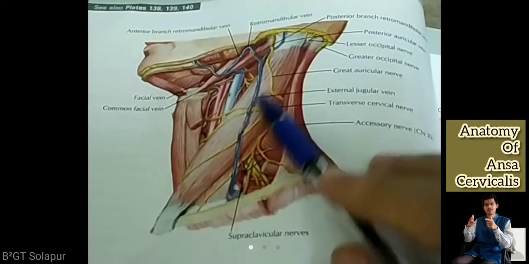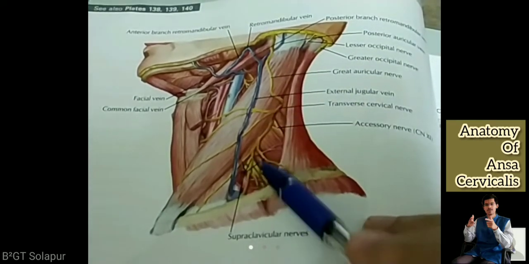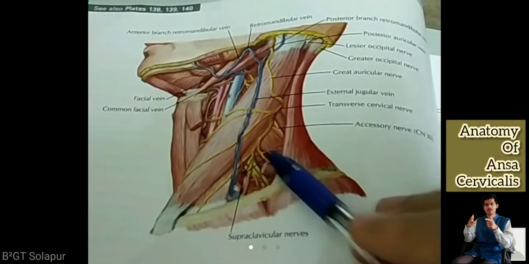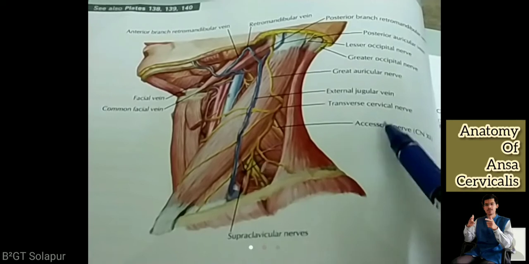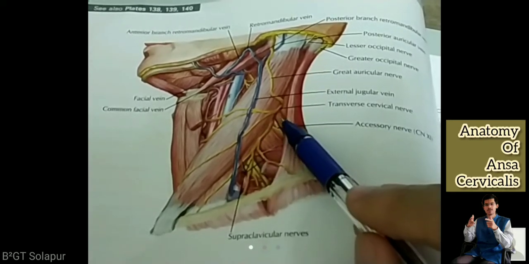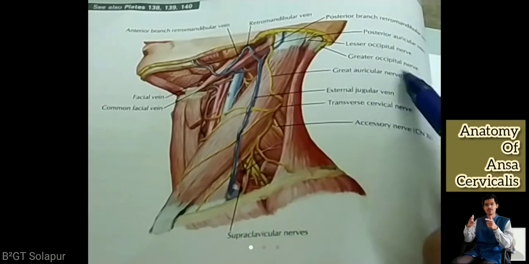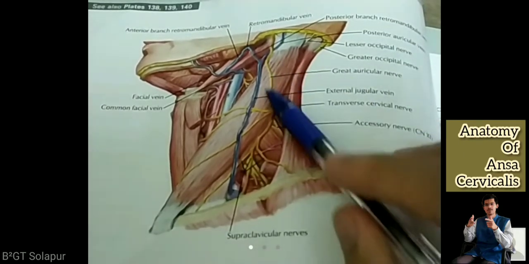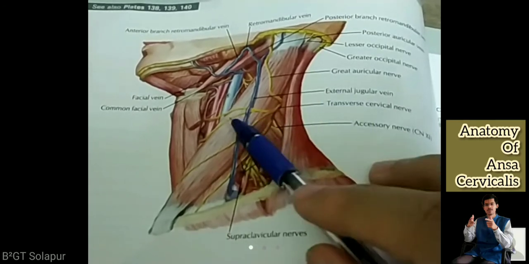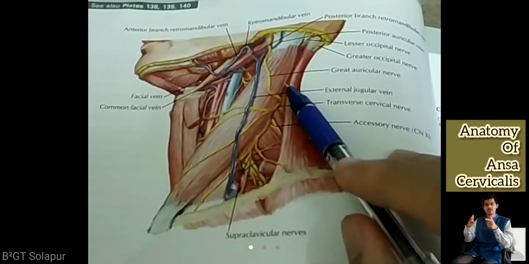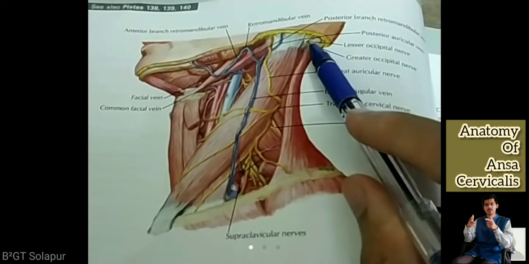Now, yesterday we saw that this is the external jugular vein. Do you remember? And see these three supraclavicular nerves. Can you see, they have labeled it here, supraclavicular nerve. This is the accessory nerve. All this, great auricular nerve. Yesterday we saw the great auricular nerve comes. This is a transverse cervical nerve, great auricular nerve, and one more nerve. Which one? Lesser occipital nerve. So, this lesser occipital nerve goes deep.